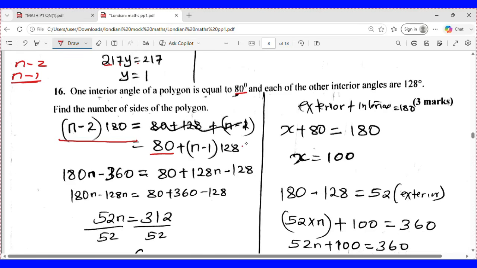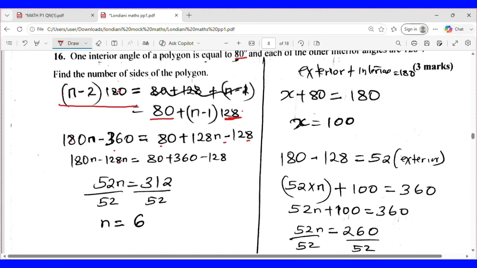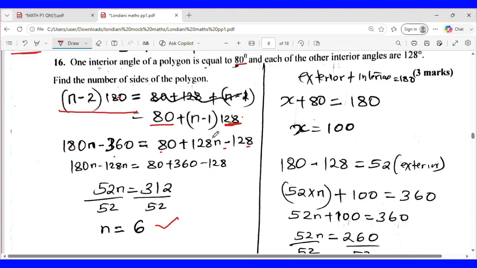Then you multiply with each of those, which is 128. Now you balance this times this one, this times this gives you this, and this like this, you can see. Now like terms together, and you find that the value of n here is 6. The value of n is 6, giving you the number of sides. But that's not the only way.